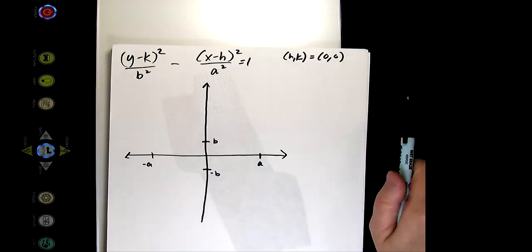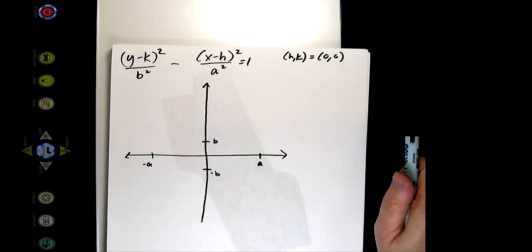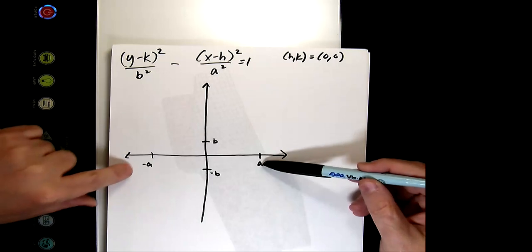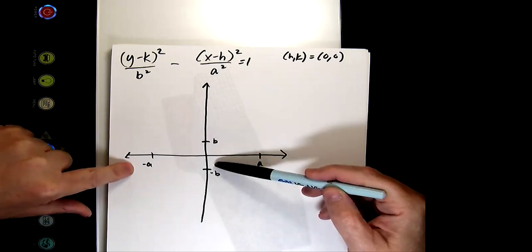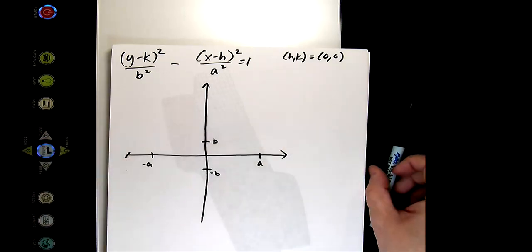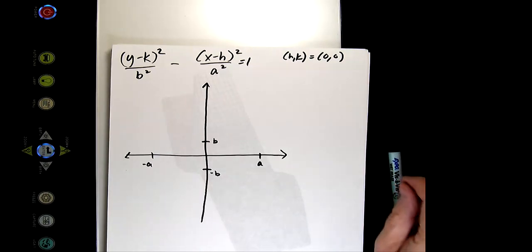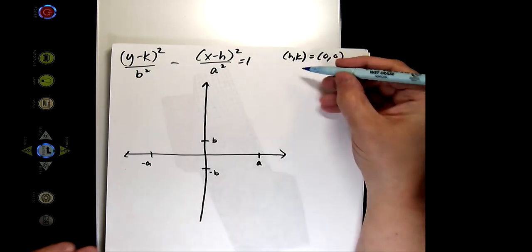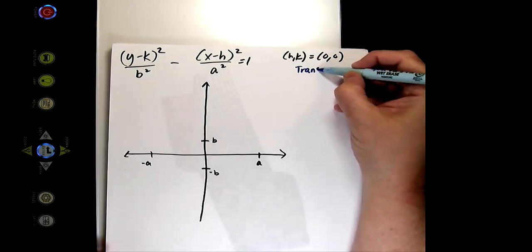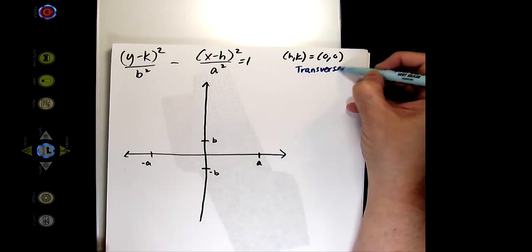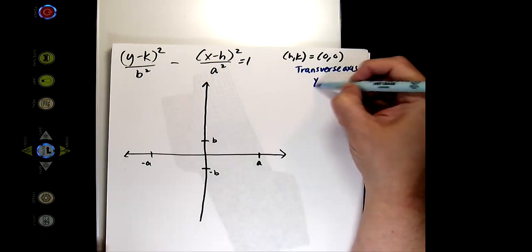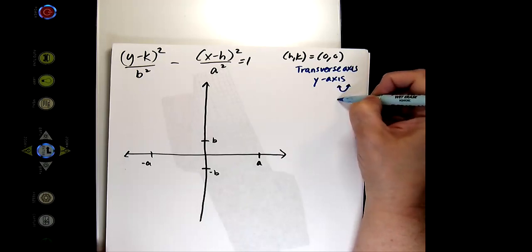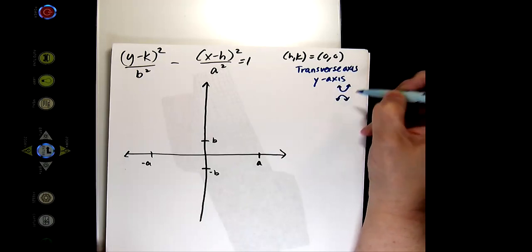Now here, I definitely deliberately skewed it so that you could see that A can be bigger than B, and it still doesn't mean that that's the axis that you're worried about. The transverse axis is always the positive one. So the transverse axis here is the y-axis. So this is going to open up and down.